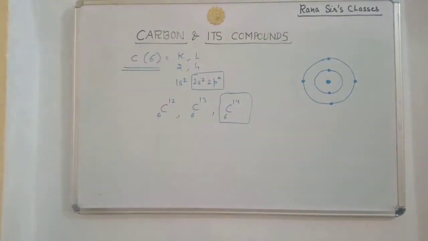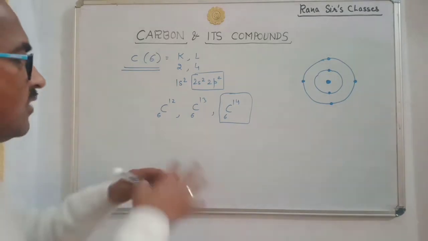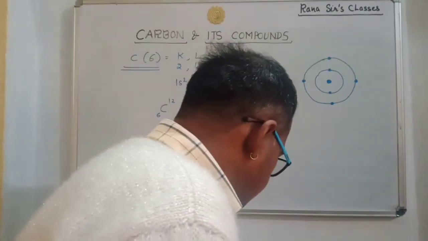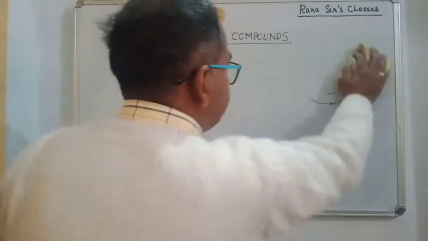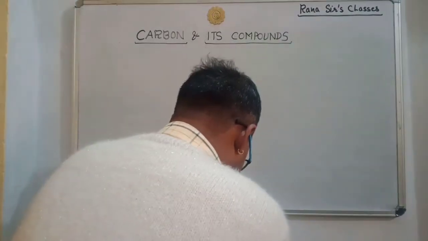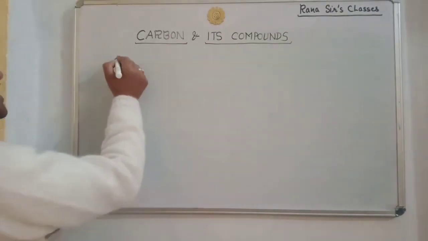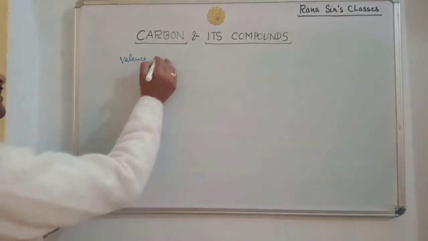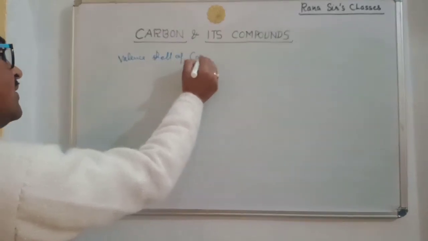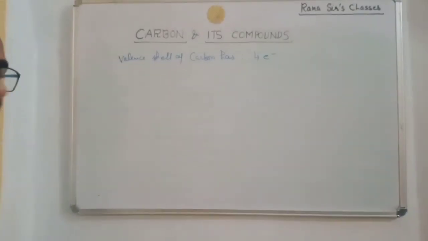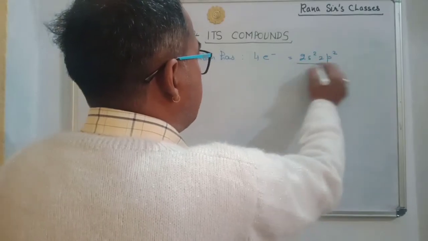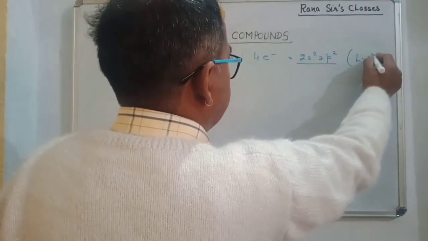Now students, we try to understand what its tetravalency is. Carbon is tetravalent, which means the valence shell of carbon has 4 electrons. And which are they? They are 2s2 and 2p2, which means they are of the L shell.